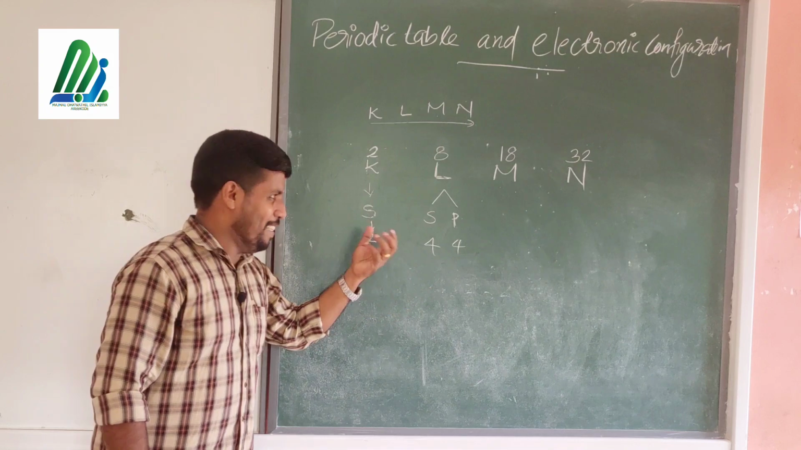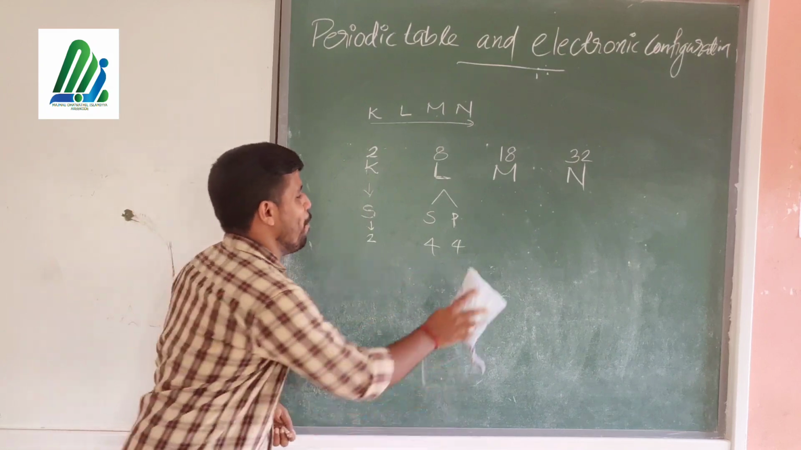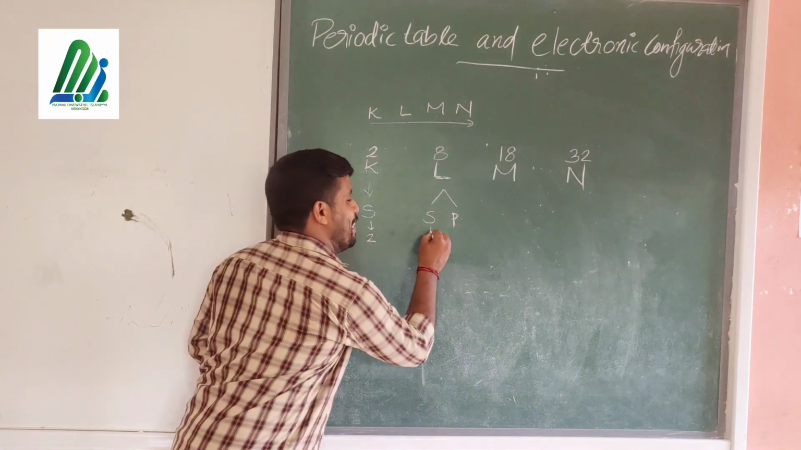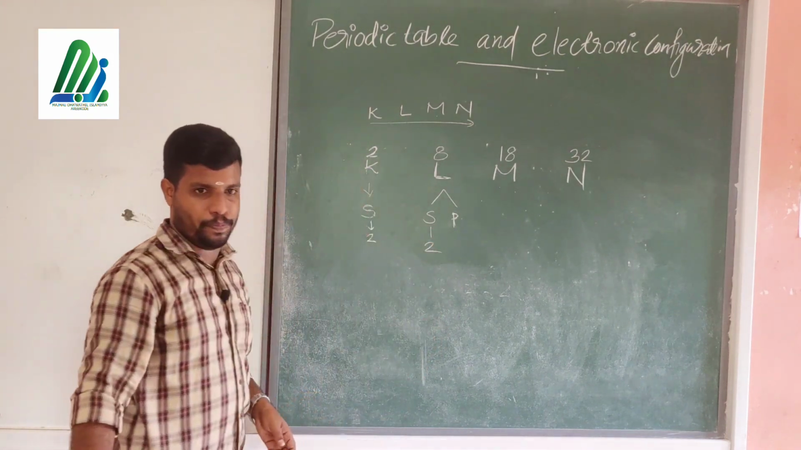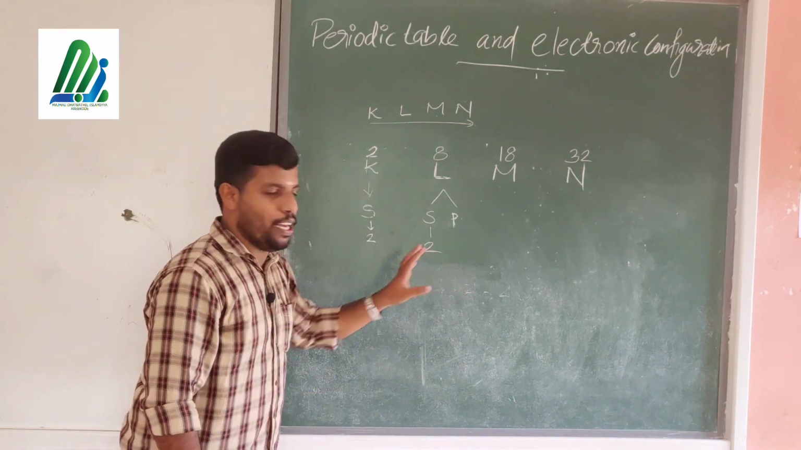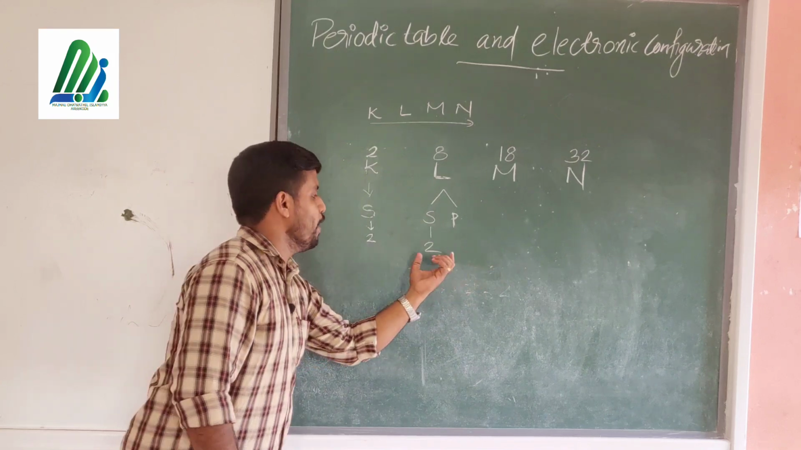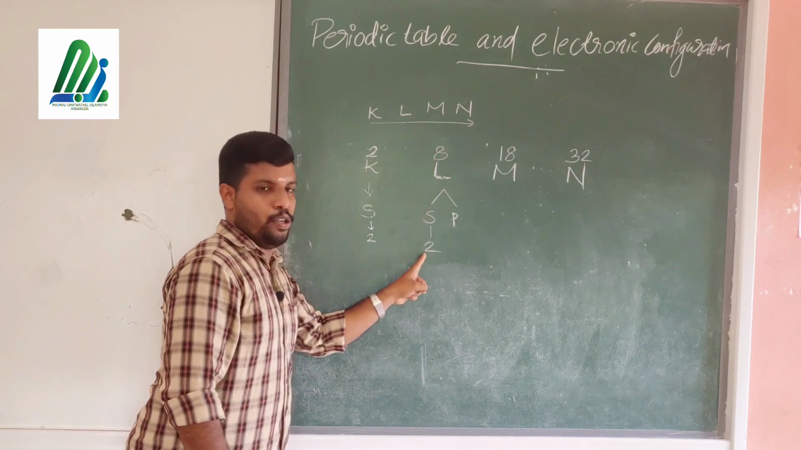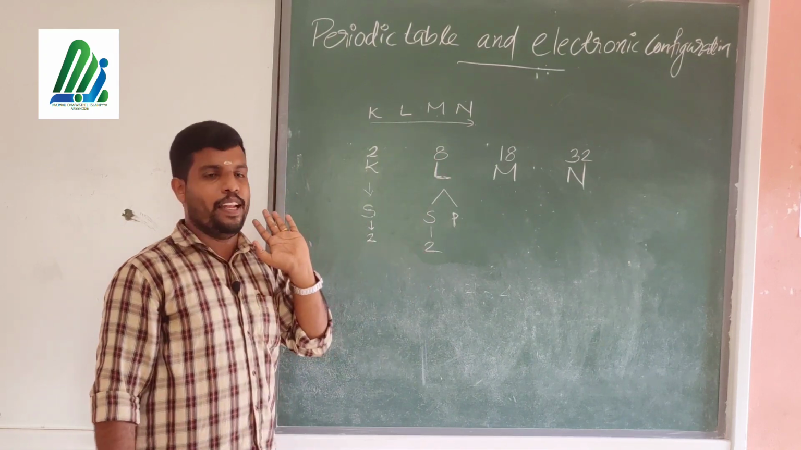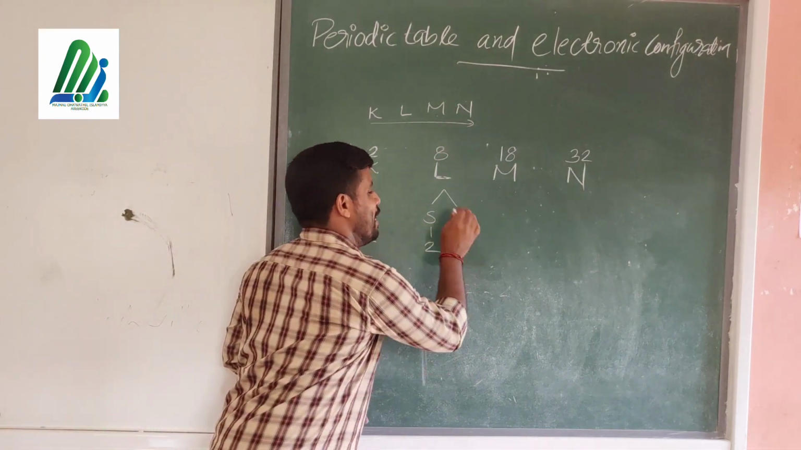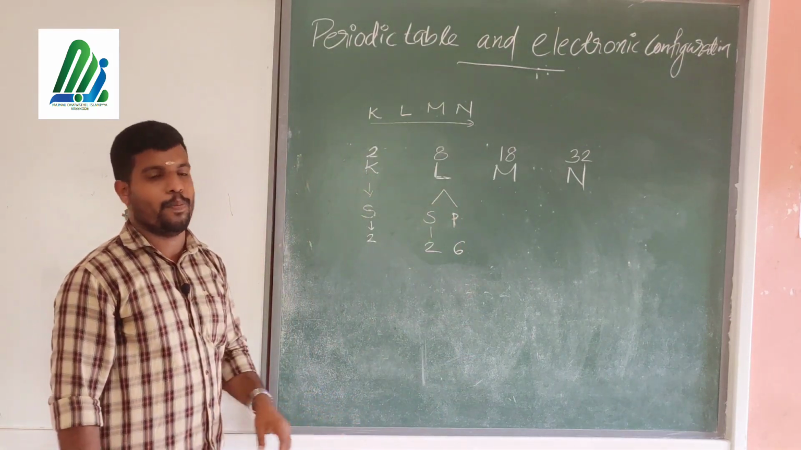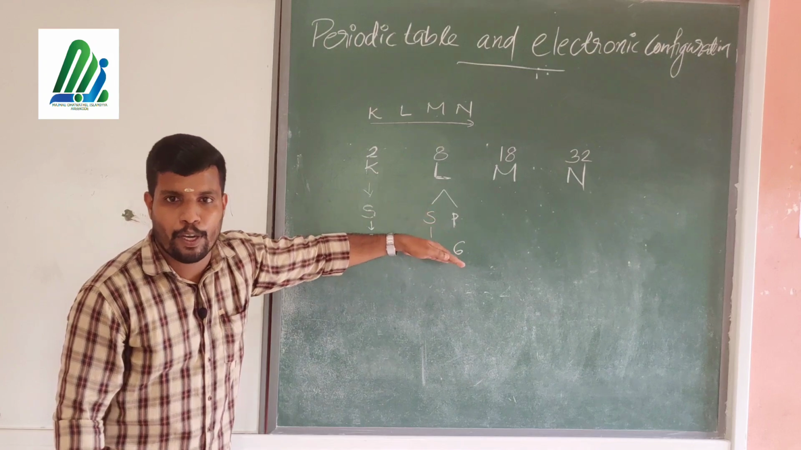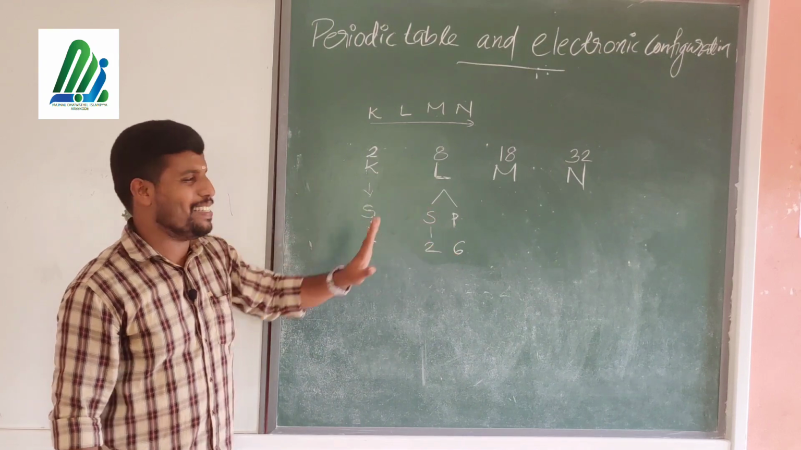So listen carefully. The maximum number of electrons possible to accommodate in the S subshell is 2. Then the balance of the electrons is 8, and 2 is filled here. Then how many electrons? 6. So 6 is the maximum number of electrons possible to accommodate in the P subshell.